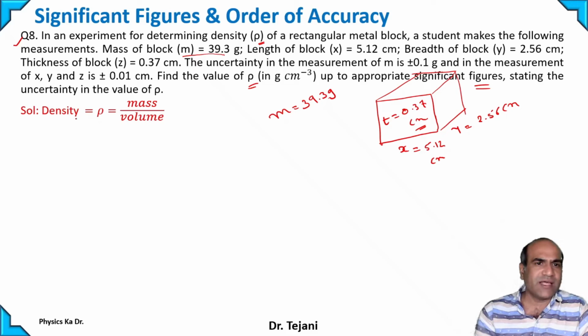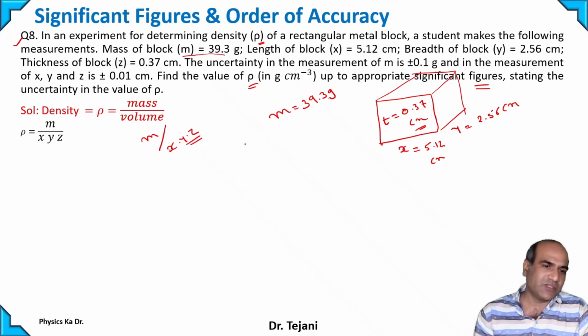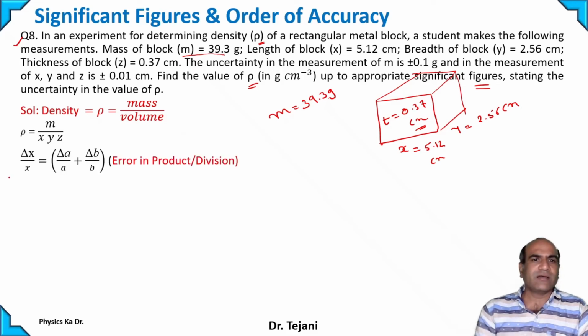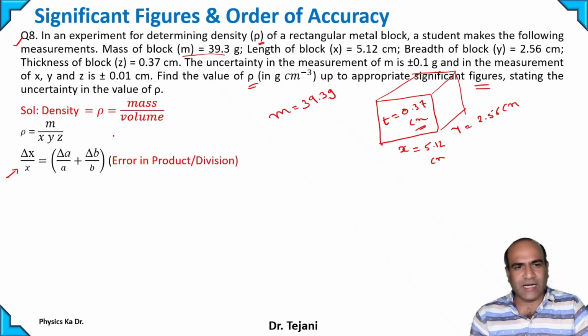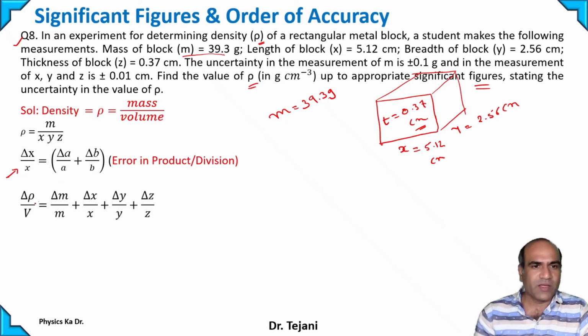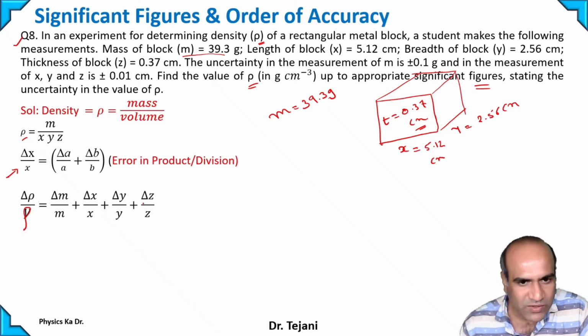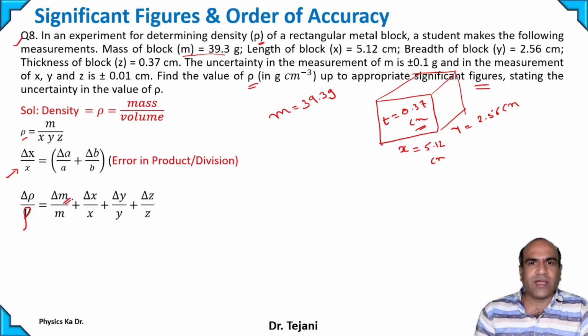We know the density is equal to mass divided by volume. So rho becomes m divided by x, y, z. Here division and multiplication are involved: x, y, z are in multiplication, so we have 3 multiplications and 1 division. What does the rule say for product or division? Delta x by x is equal to delta a by a plus delta b by b. So it becomes delta rho by rho equal to delta m by m plus delta x by x plus delta y by y plus delta z by z.